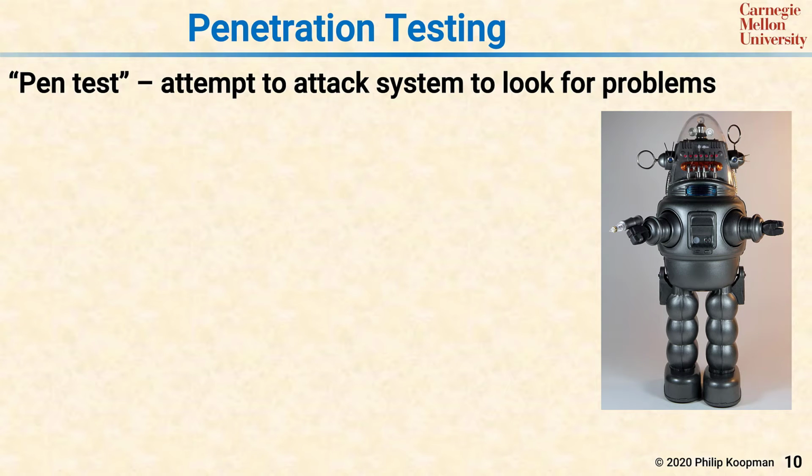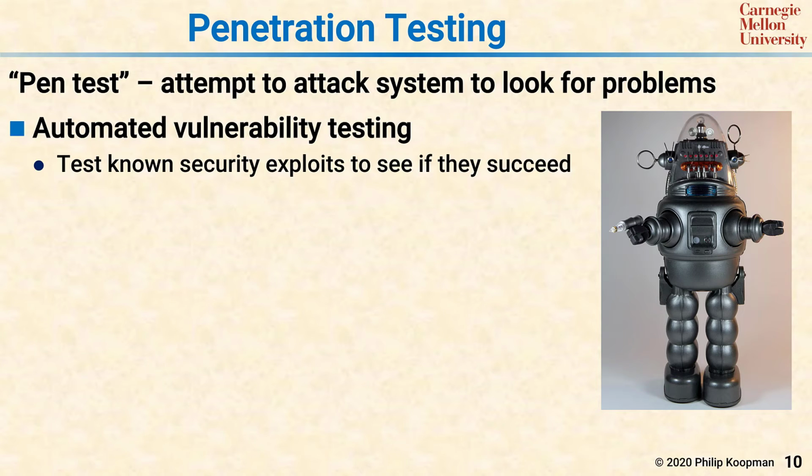Another security technique is called penetration testing, otherwise known as a pen test. This is an attempt to attack your own system to look for problems. There are a couple main types of pen testing. One is an automated vulnerability test.